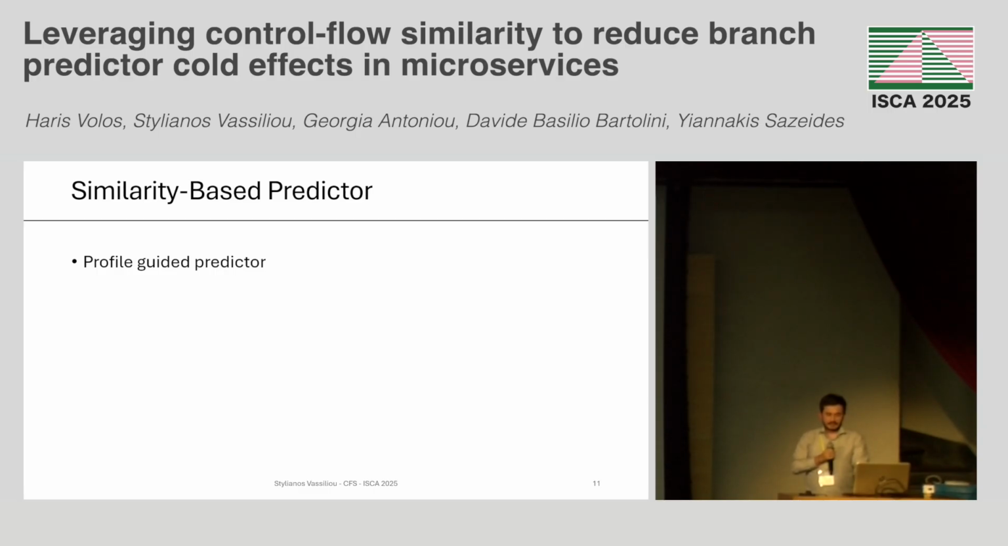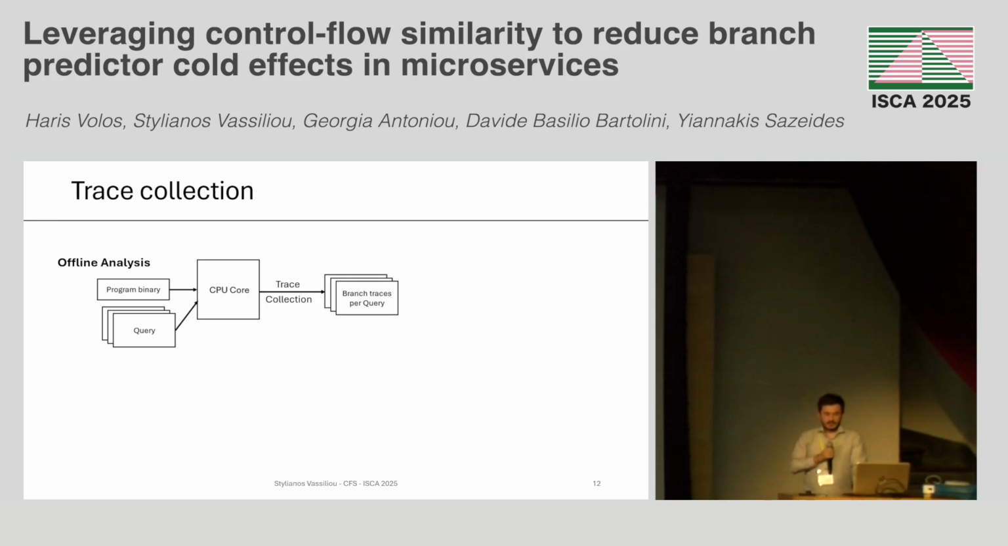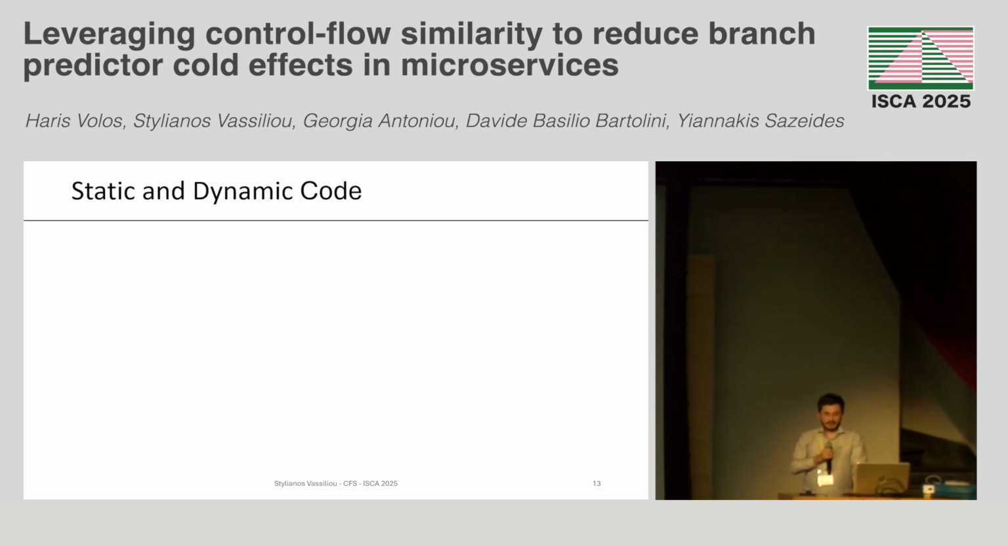The similarity-based predictor is a profile-guided predictor that has an offline analysis to find a representative trace, and the online predictor that uses the trace it found to dynamically predict branches. For the similarity-based predictor, our first step is to collect traces. To do this, we run many queries offline and use a trace collection tool to trace them.